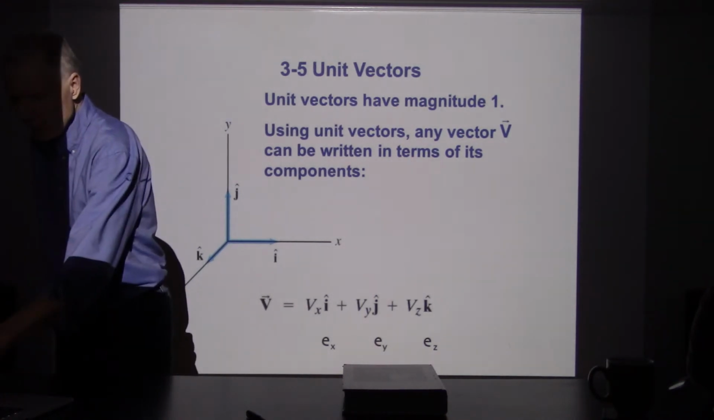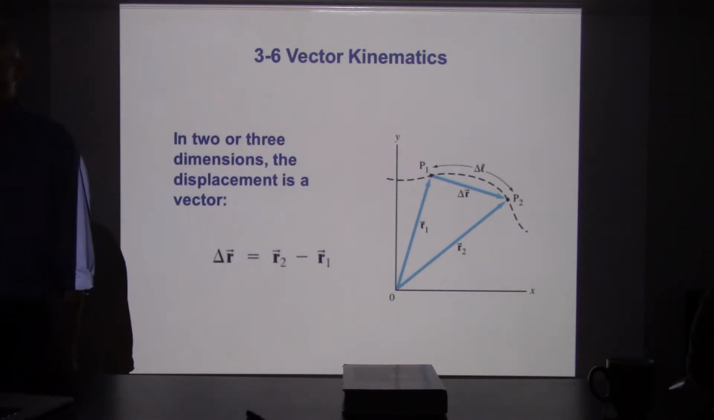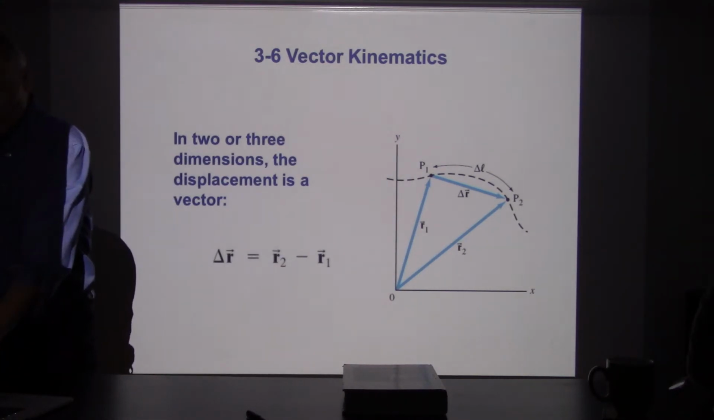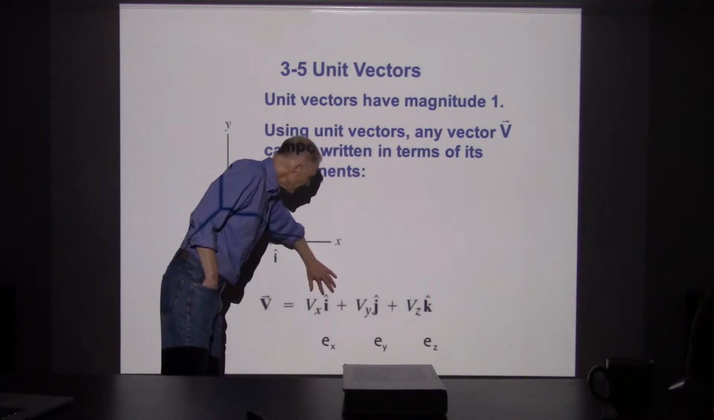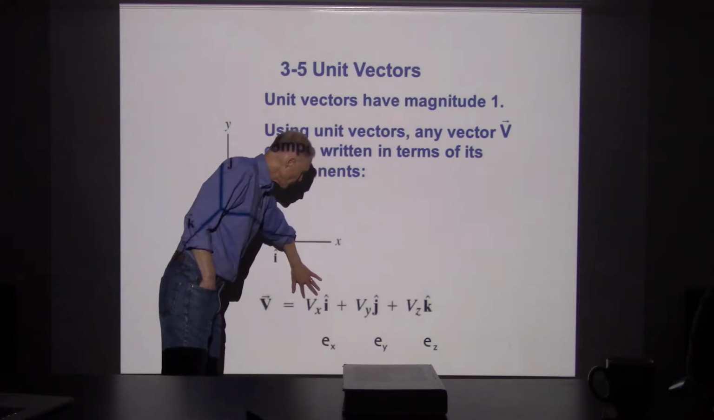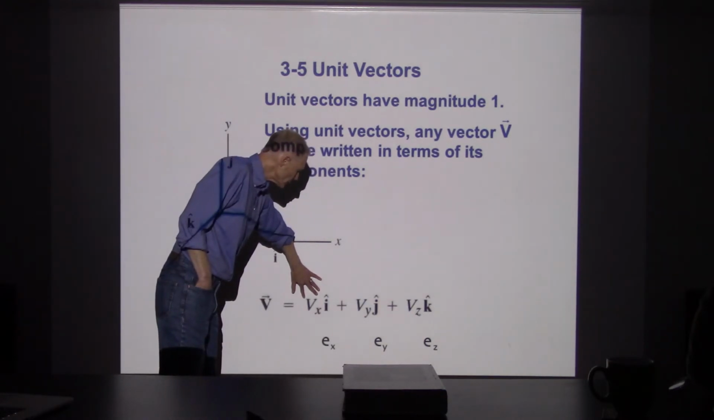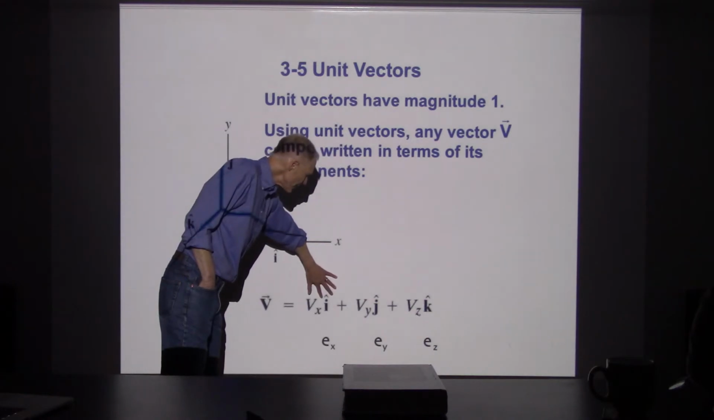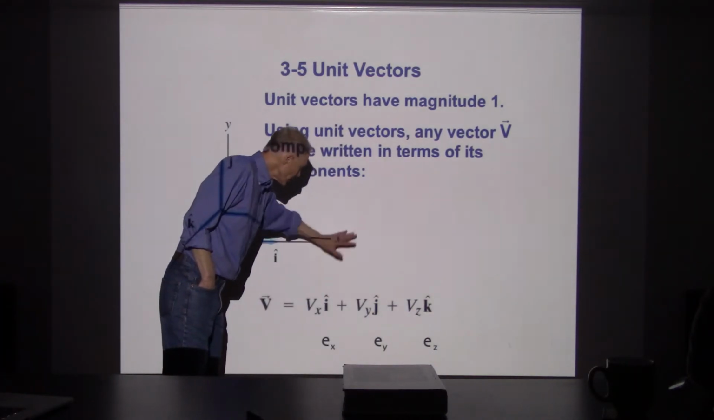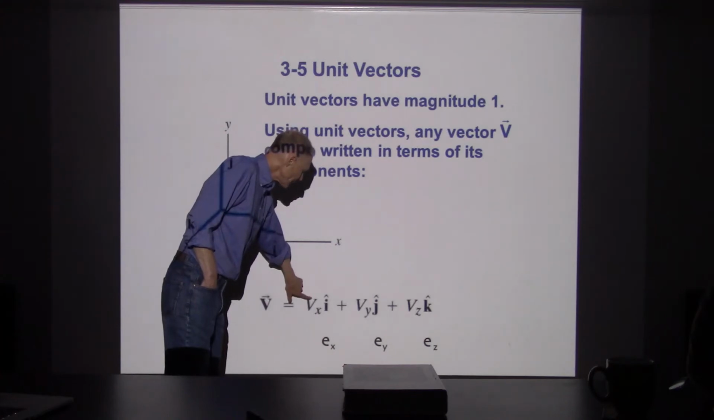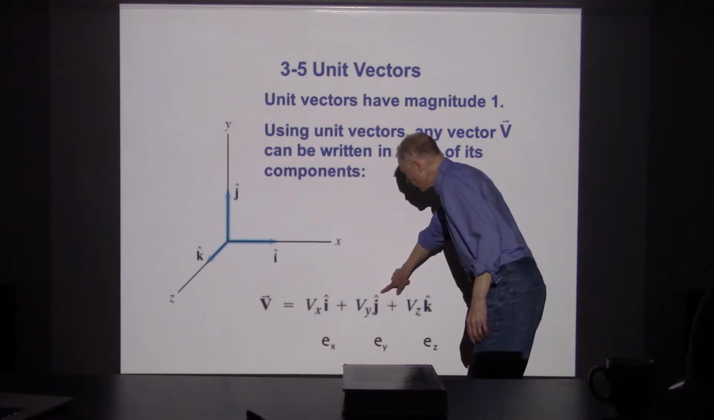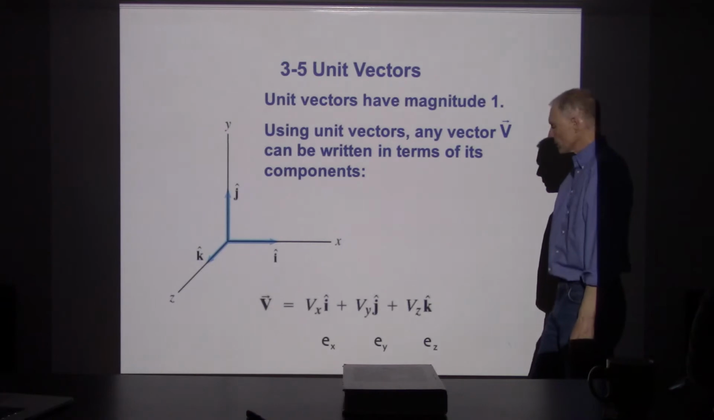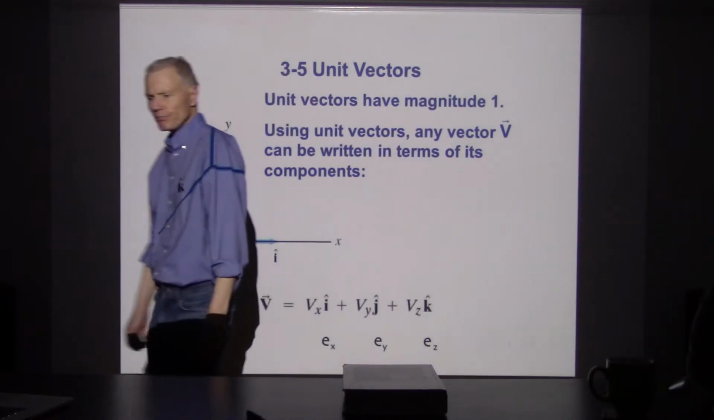Now, what does a unit vector do for us? Unit vectors are great because what that represents is purely direction. So the Vx tells me how much component I have, and the i hat, the unit vector, is purely a direction. So take Vx and place it along the x direction. Take Vy and place it along the y direction. Take Vz and place it along the k direction.